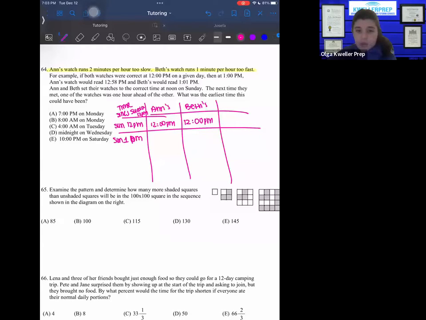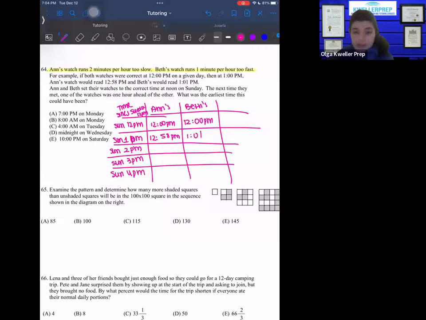Somebody tell me in the chat. In 1 hour, what happens? Yeah, good. So Anne's clock is at 12:58, right? Because she's 2 minutes behind. What about Beth's? Yeah, 1:01. Good. Okay, so now let's do this for the next hour, on Sunday at 2 p.m., and then the next hour at Sunday at 3 p.m., and then the next hour, Sunday at 4 p.m. What's going to happen to both of their times?